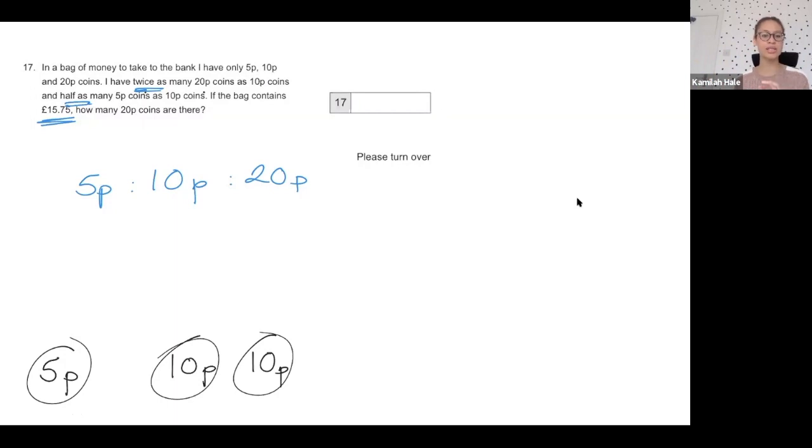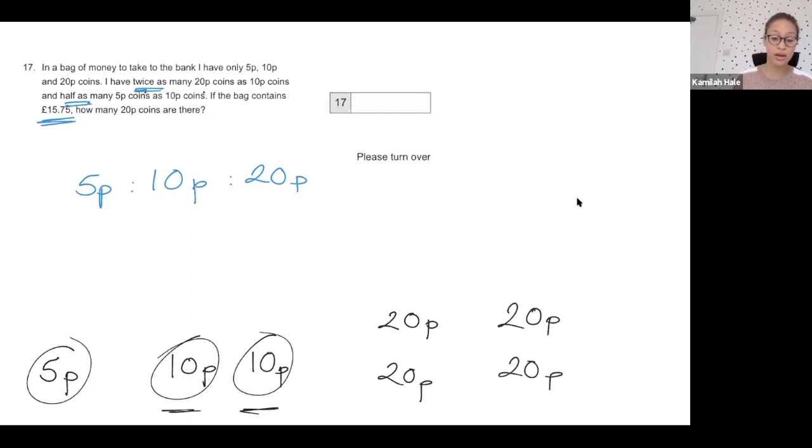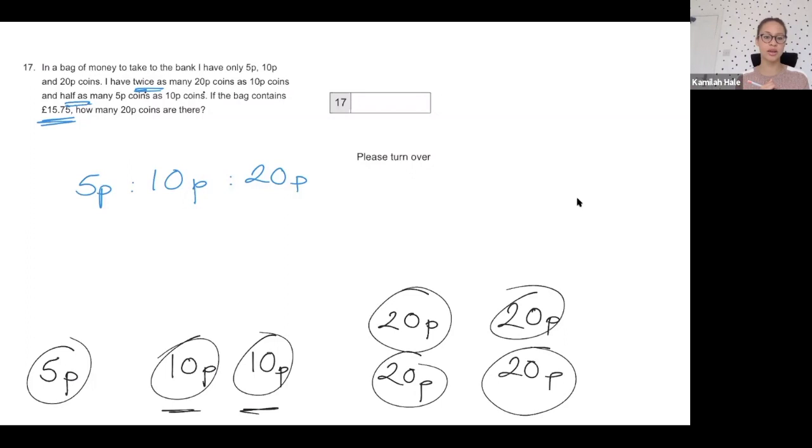Twice as many 20p coins as 10p coins. So how many 20p coins do I have? Yes, Emily. I think, Emily, you were prepared for that question. So we must have, if we have 2 10p coins, I must have 4 20p coins. You don't have to draw this out in the exam, by the way, though you can if it helps you. But I'm just drawing it to help you to understand in this case.